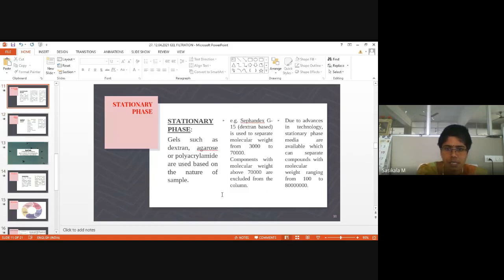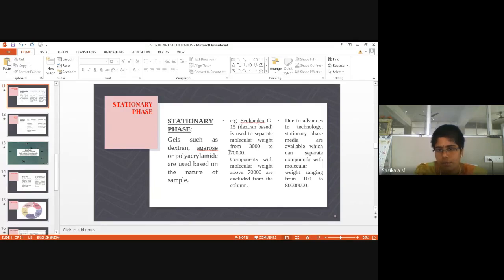So in the stationary phase, gels are used. Since it is gel permeation chromatography, polymeric gels are used. Examples are dextran, agarose, or polyacrylamide. We can use any kind of stationary phase. So these are polymers: polyacrylamide, agarose, and dextran. These three stationary phases will be widely and commonly used for GPC. Based on the nature of the sample, we must choose a different stationary phase. So they are nothing but gels, polymers. Polymers are called gels.